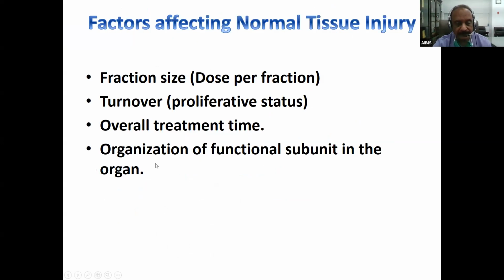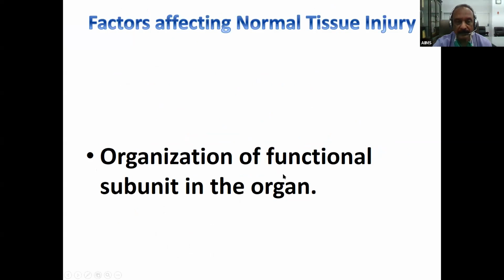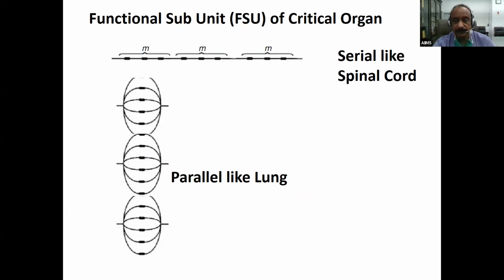Now, the fourth factor is the organization of functional subunits in the organ on which the radiation injury to the normal tissue depends. So let me discuss the functional subunit of a critical organ.